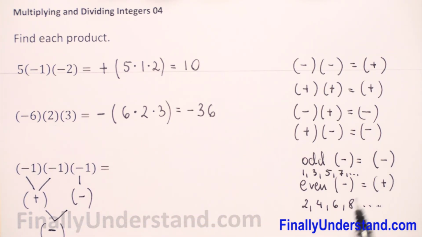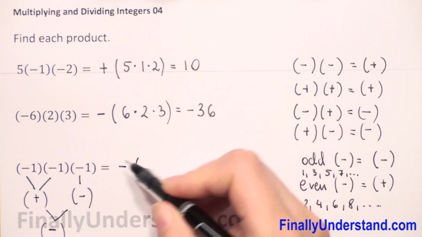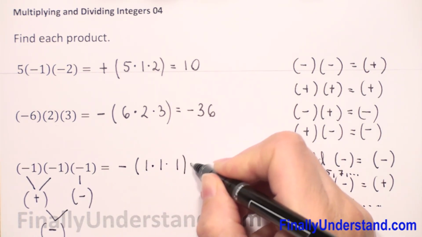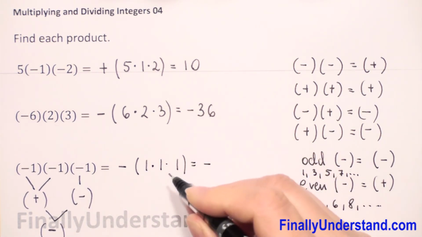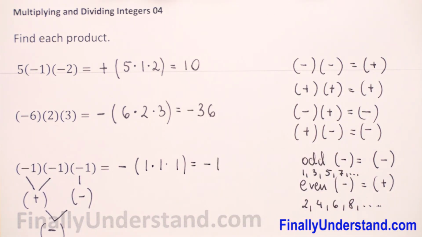So, like I said, when we have odd numbers with negative signs, like here we have 3 numbers negative, the answer will be negative. And we have to just multiply these 3 numbers. We have 1 times 1 times 1. So the negative sign we copy, 1 times 1 times 1 is 1. This is my solution.